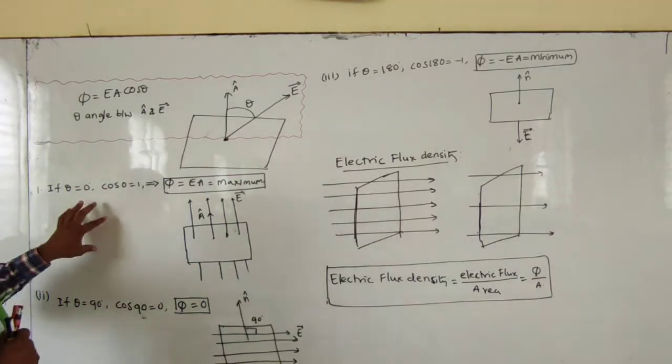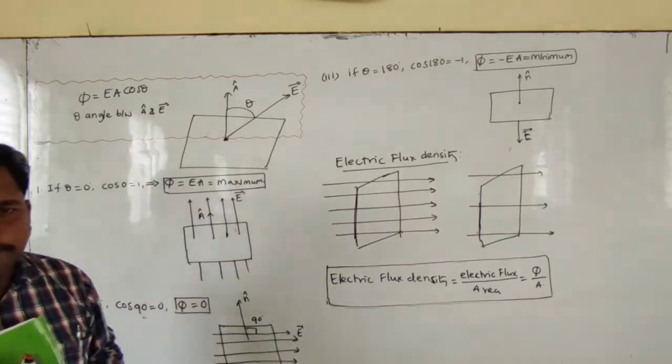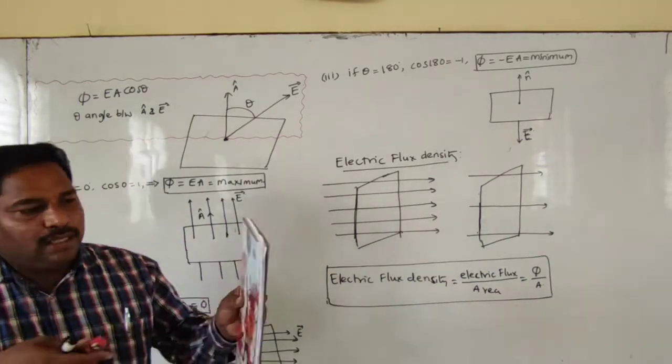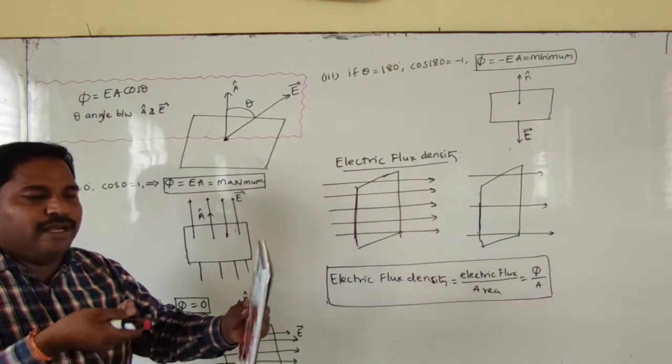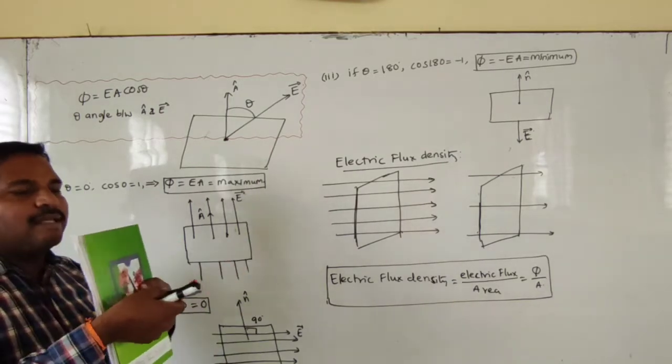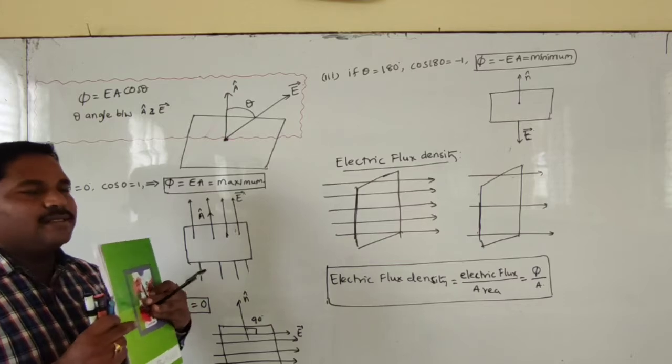Now there are different cases. Suppose these are the electric field lines, and this is the normal.